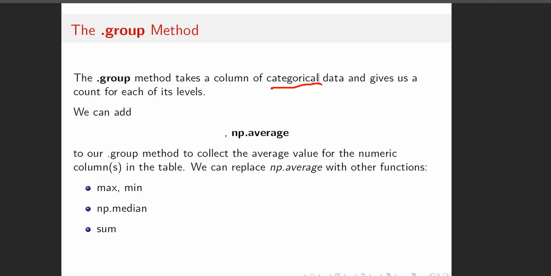And we're going to use the dot group method. And there's this really important point that the dot group method makes it really easy to add in a statistic that we want to collect. What's a statistic? A statistic is any numeric value that we can calculate from a list of numbers, like average, or max, or min, or median, or sum. And the group method makes it really easy to add all of these in. We often use NP average, but we can use any other function that we'd like.